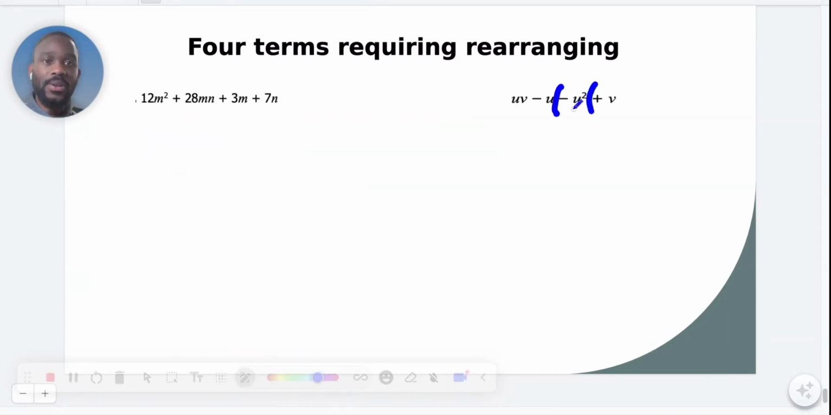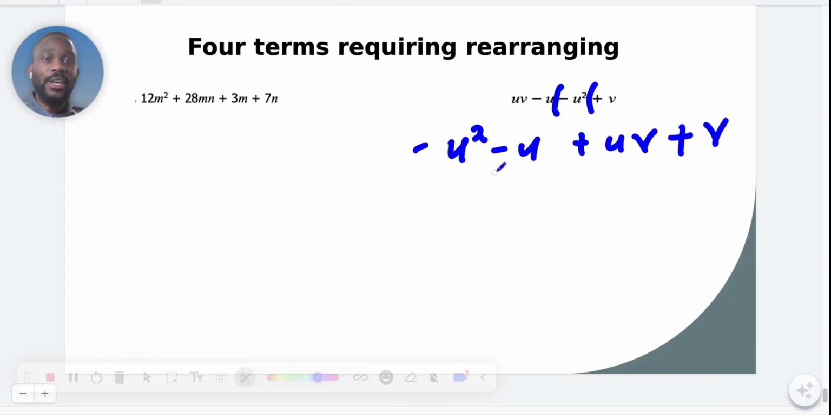And then lastly, I want the highest power to come first. So negative u squared, followed by uv, and then lastly plus v. So I'm putting the u's together, I'm putting the v's together close to one another, but I'm also making sure that the highest power comes first, or the highest exponent. So at this point they're ordered correctly, so I'll want to factor the first two and then factor the last two terms together. Looking at the first two terms, they all are negative.